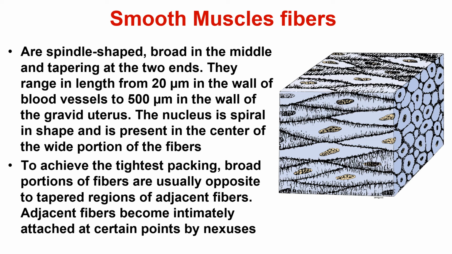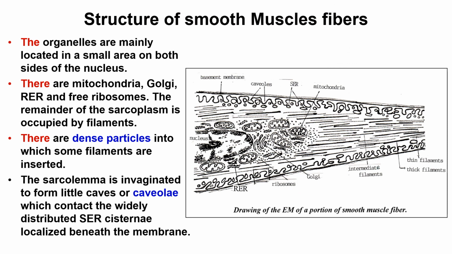To achieve the tightest packing, broad portions of the fibers are usually opposite to the tapered regions of the adjacent fibers. Adjacent fibers become intimately attached at certain points by nexuses. Organelles of the smooth muscle fibers are mainly located in small areas on both sides of their nuclei. They include mitochondria, Golgi, rough endoplasmic reticulum, and free ribosomes.